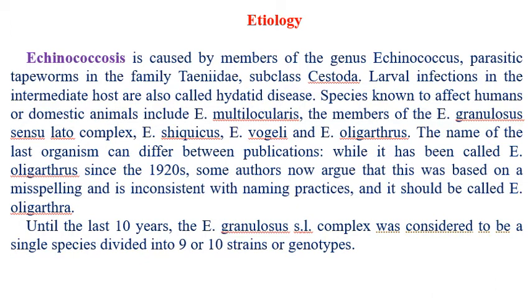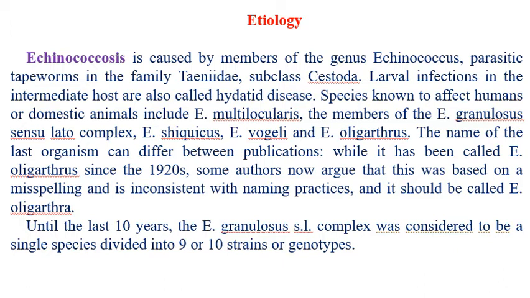Cestoda larval infections in the intermediate hosts are also called hydatidosis. Species known to affect humans or domestic animals include Echinococcus multilocularis, the members of the Echinococcus granulosus sensu lato complex, Echinococcus shiquicus and Echinococcus vogeli, and Echinococcus oligarthrus. The name of the last organism can differ between publications. While it has been called Echinococcus oligarthrus since the 1920s, some authors now argue that this was based on a misspelling and is inconsistent with naming practices, and it should be called Echinococcus oligarthra.